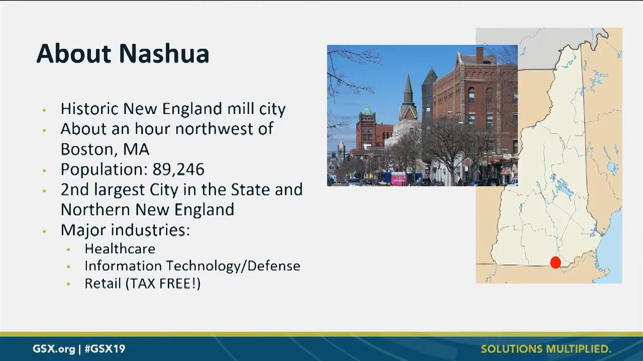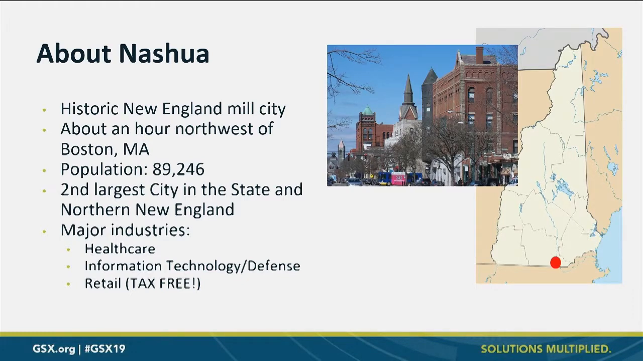So a little bit about Nashua. Nashua is one of those historic New England mill cities. We're located about an hour northwest of Boston. 89,000 is our population. We are the second largest city in the state. And our major industries: healthcare, information technology, defense contracting. We do have BAE Systems as a pretty sizable facility, 2 facilities within our jurisdiction, as well as a number of other defense contractors.